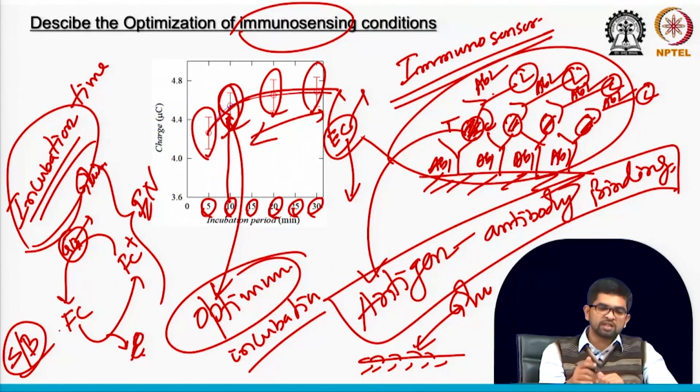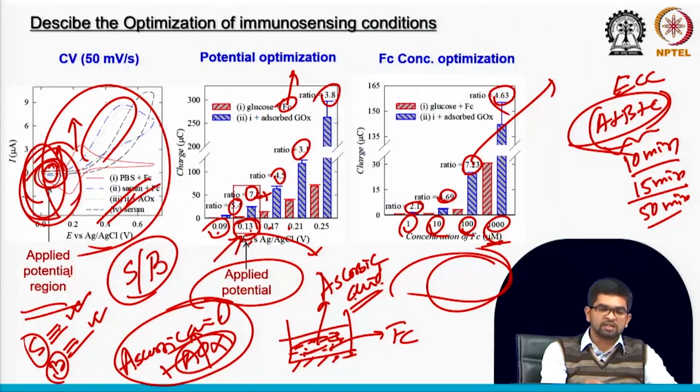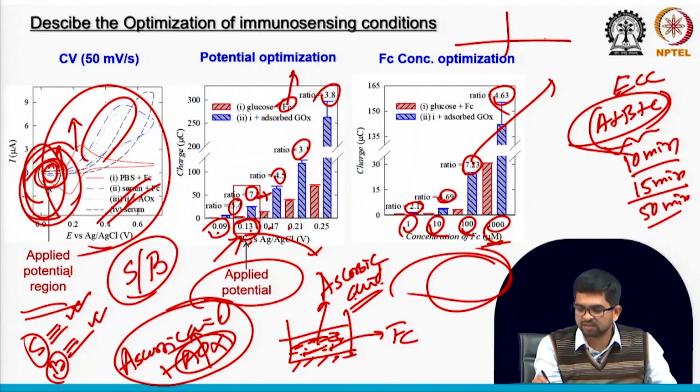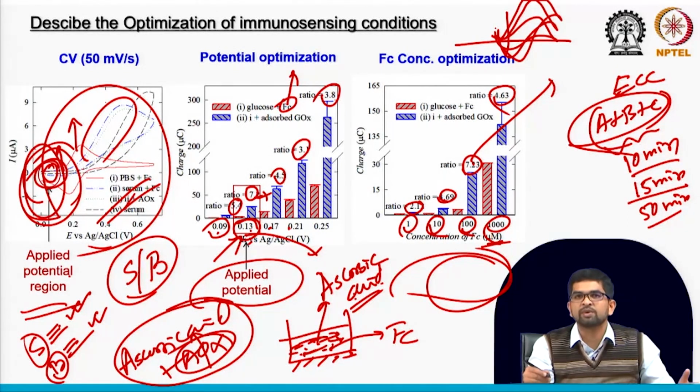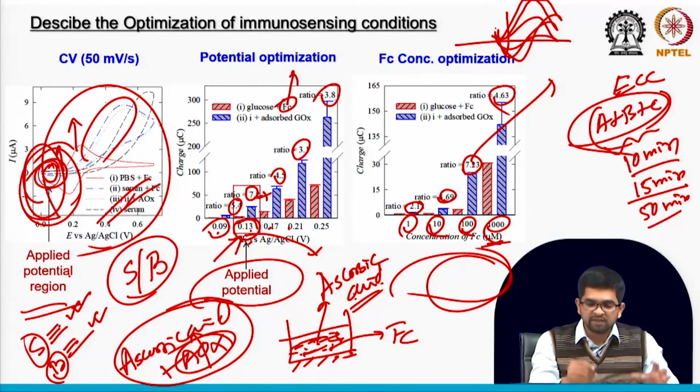In this tutorial I asked the question this way: describe the optimizations of immunosensing conditions. So you have to describe how they are behaving. First you have to measure the cyclic voltammetry for your ECC redox cycling. Without reagent you may get one cyclic voltammogram. After adding one reagent you may get a different cyclic voltammogram. When you add all the reagents for ECC redox cycling, you may get the amplification. That cyclic voltammogram you can see, right? Then from that cyclic voltammogram you can predict.